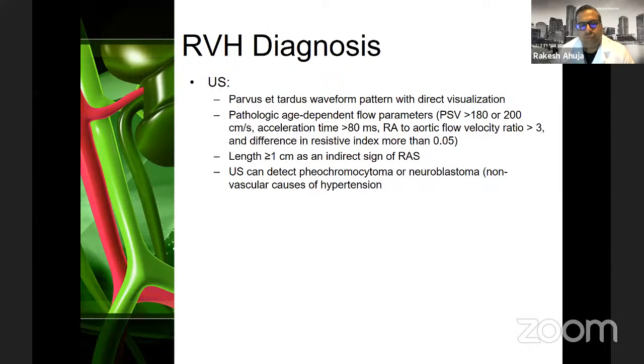A length of more than 1 centimeter is an indirect sign of renal artery stenosis, and I'm talking about the renal length on each side. Ultrasound can even detect other abnormalities, which include pheochromocytoma and neuroblastoma, which could cause hypertension as well.